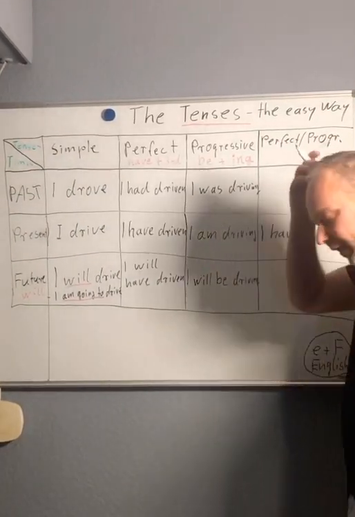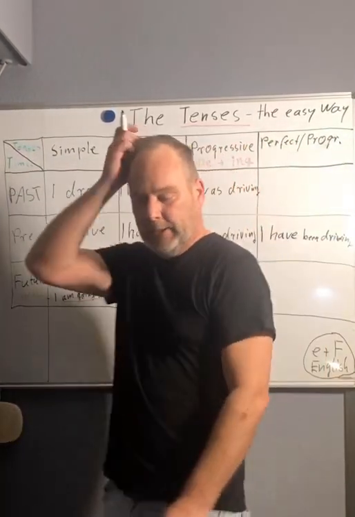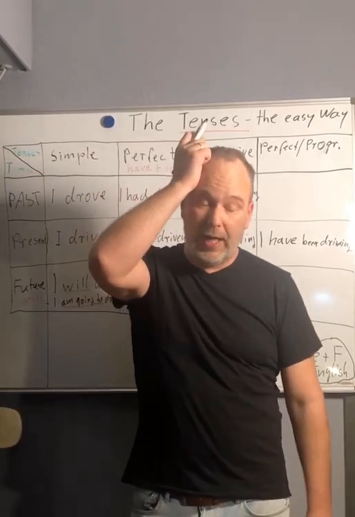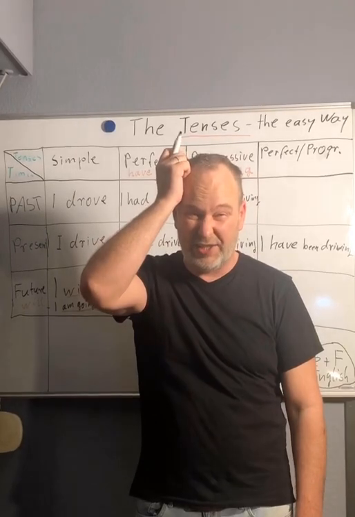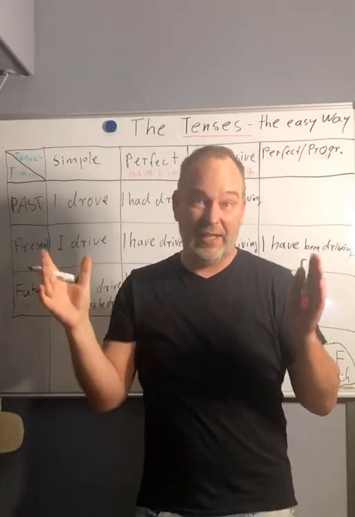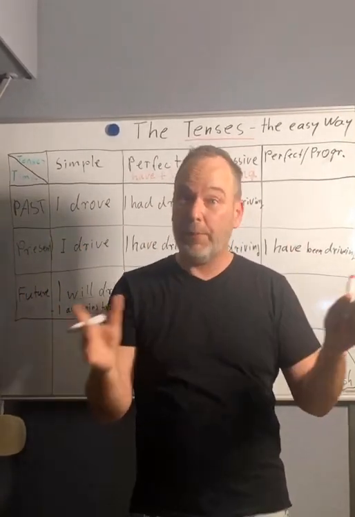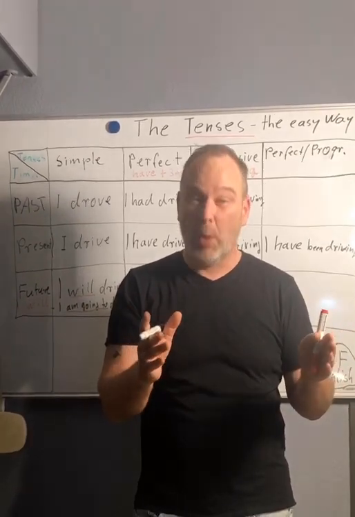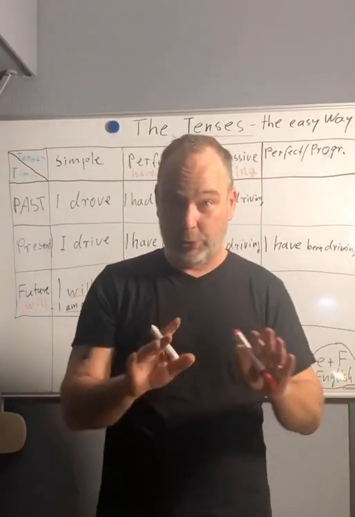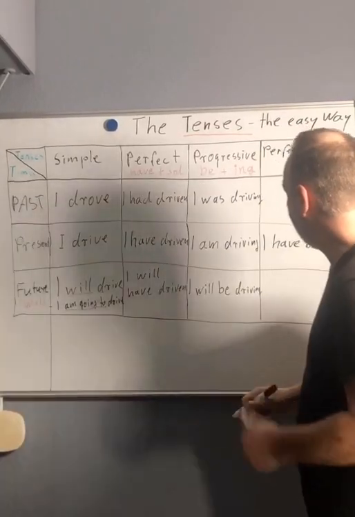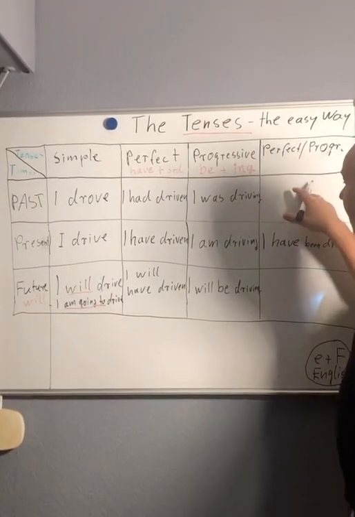Example? Okay, I'll give you an example. I have been driving for 3 hours and I'm still not there yet. I'm getting tired. An action happened for a period of time, and most likely it's going to continue. It's not going to end. All right.